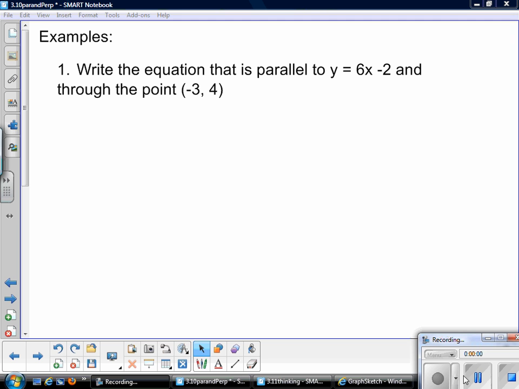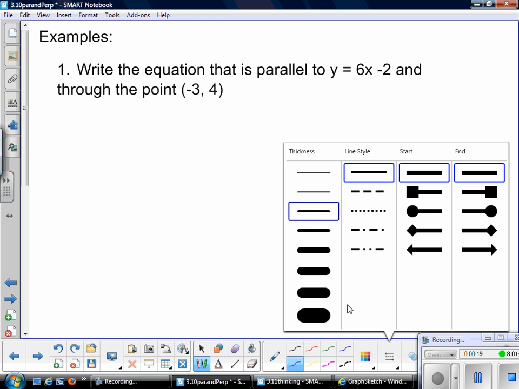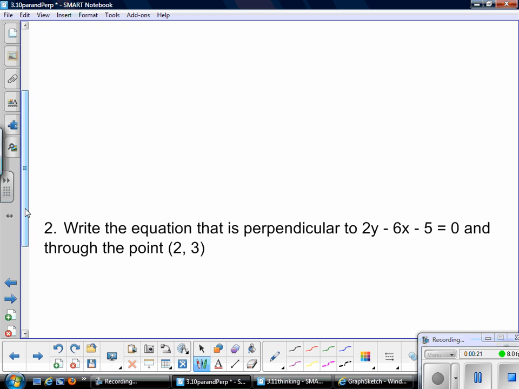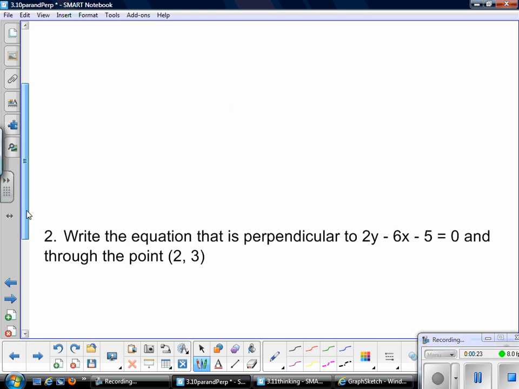Here's our first example. It says, write the equation that is parallel to y equals 6x minus 2 and through the point negative 3, 4. So the first thing I need to do is find the slope. And the first thing I need to do is get a writing utensil, which I have now.